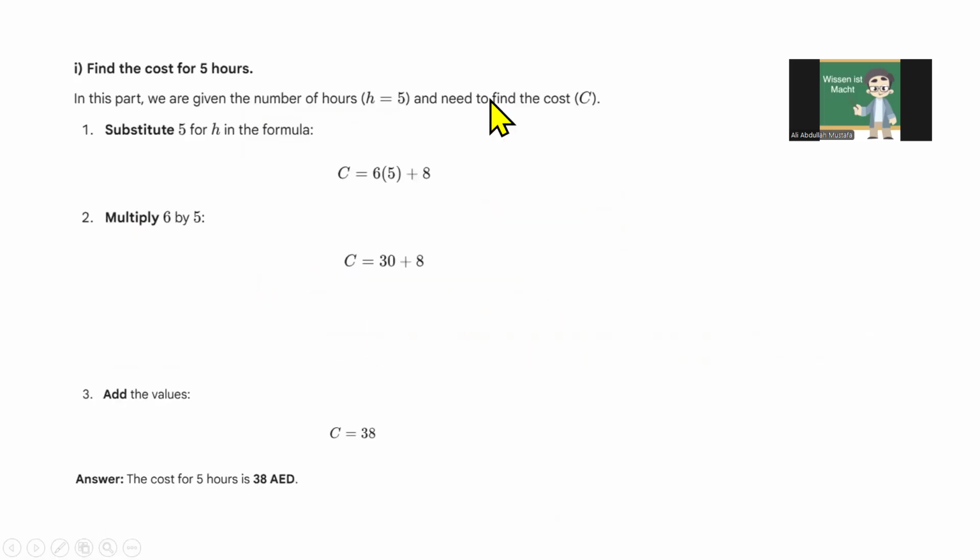It is solved here. Look, the hours is 5. You substitute exactly in place of h, because h stands for hours. So you have to put the hours in the place of h, okay? So the cost now equals 6 times 5, 30, plus 8, which is 38. Okay, 38 AED, Emirati dirham or whatever currency it's in.